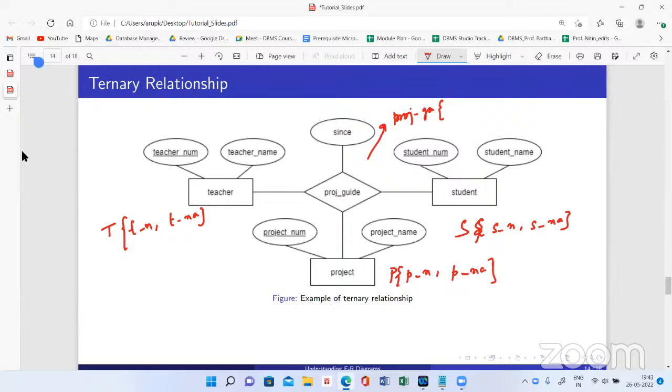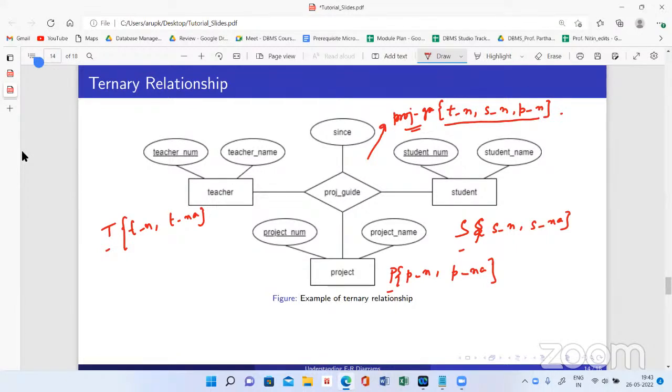So the same rule applies over here: the primary keys of all the tables come together. From the teacher table we'll have the teacher number, from the student table the student number, from the project table the project number. Here only one table will suffice, right? Basically we are having four tables: teacher, project, student, and a table representing the relation between the three. And what should be the primary key for this table? All three.